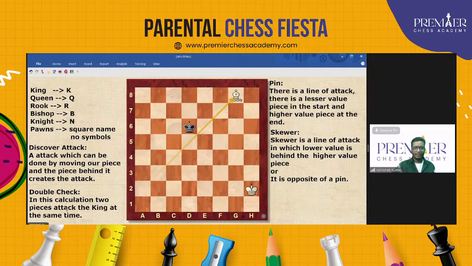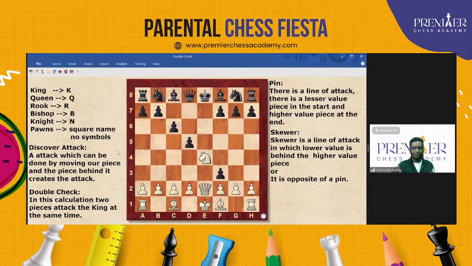Double check. In this calculation, 2 pieces attack the king at the same time. Let's take an example. Just give me a second. I'm changing the position. Okay, double check. Okay, let's take an example.